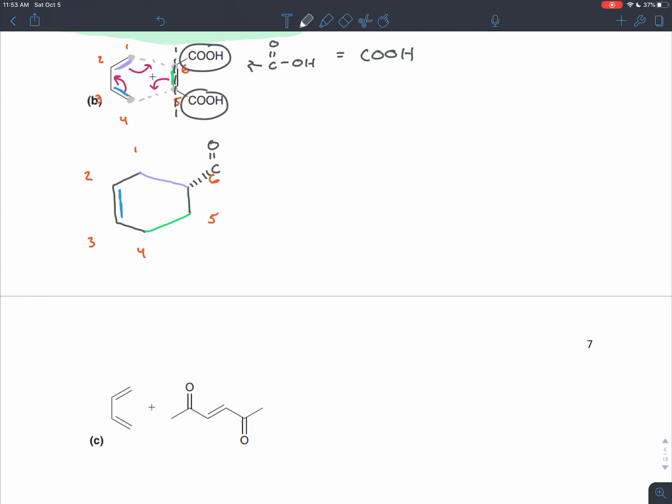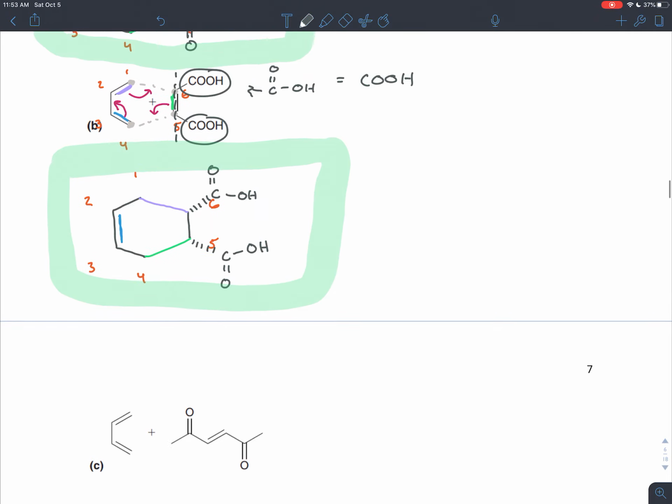So you'd have this, and here I'll draw it out just so that you can see, just to reinforce that that group COOH is a carboxylic acid. And so that is the product for the Diels-Alder reaction that you'd get for those when you add that diene to that dienophile.